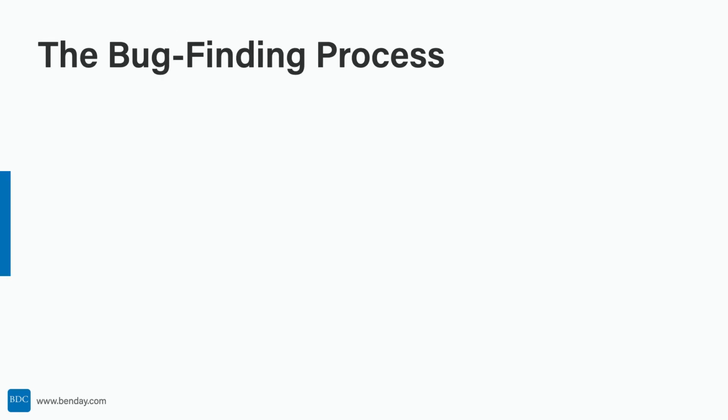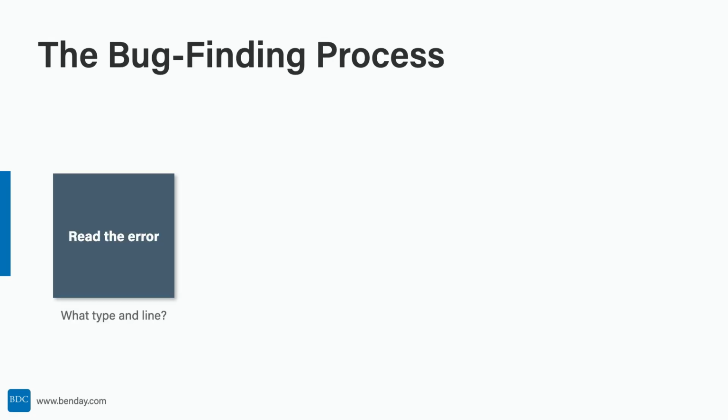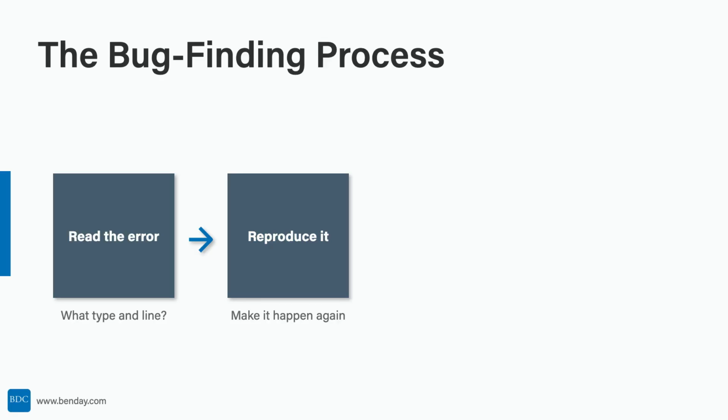Here's the overview of my approach to finding where a bug lives. First off, start with the error message. What type of exception? What line number? This narrows down your search immediately. Try to do it again. Can you make the bug happen consistently? If yes, you're halfway to fixing it.